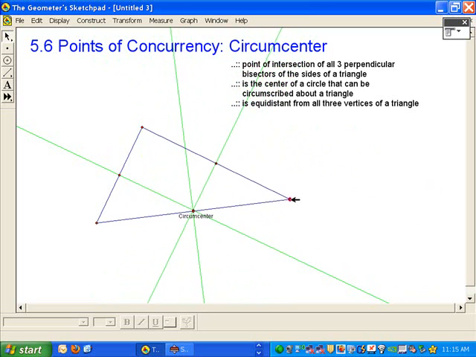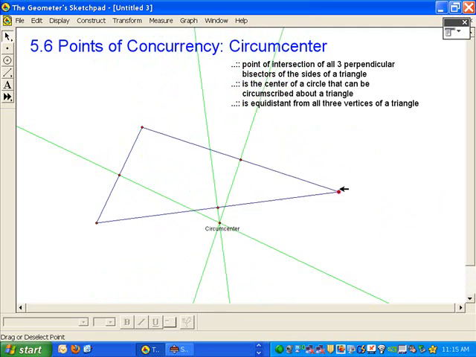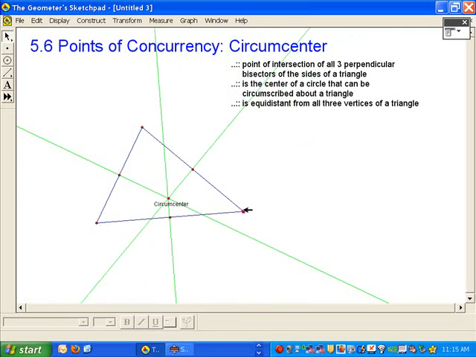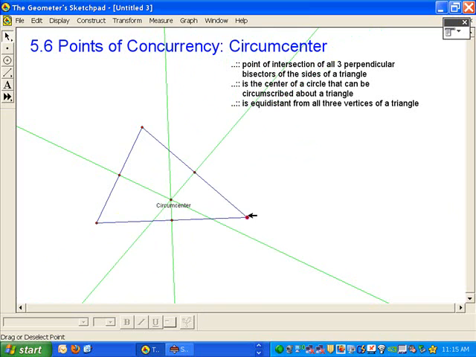What happens when the circumcenter is right on the triangle? What kind of a triangle does it look like? And it's a right triangle. So again, you can model that or view it on your own here. Okay, now it says that this is the center of a circle that can be circumscribed about the triangle.